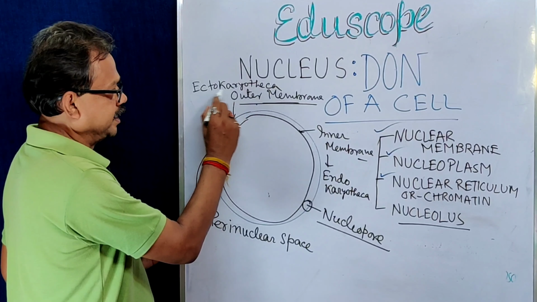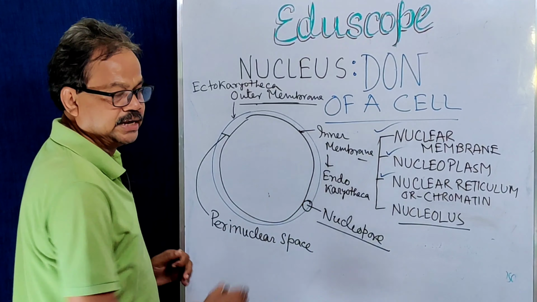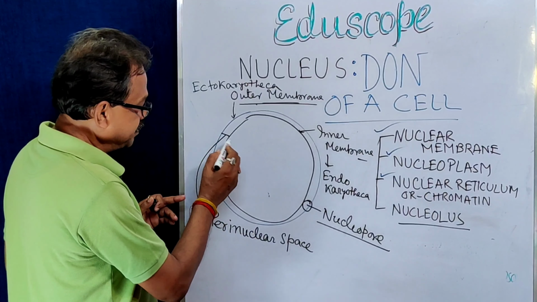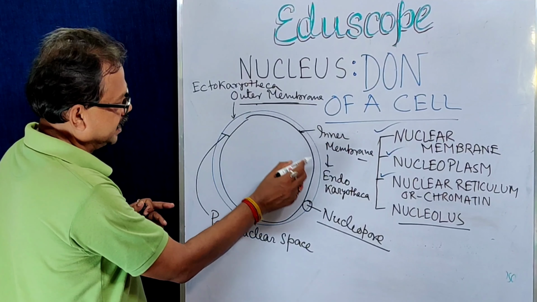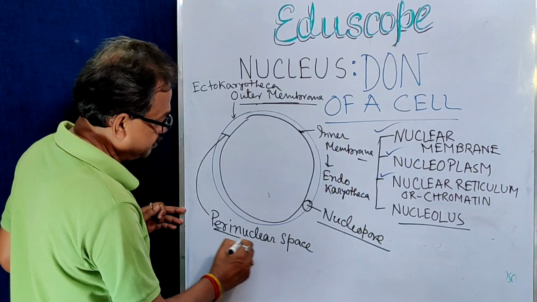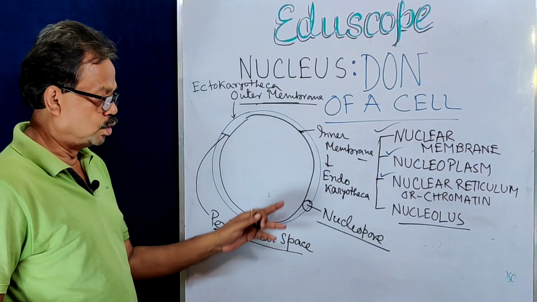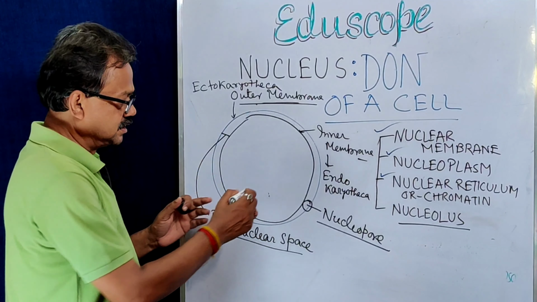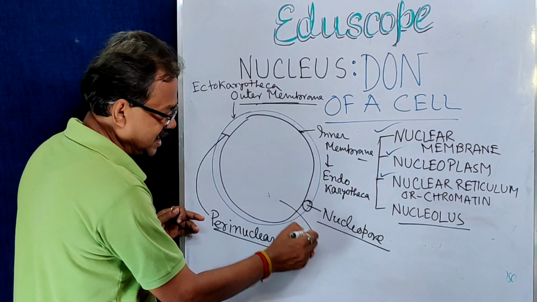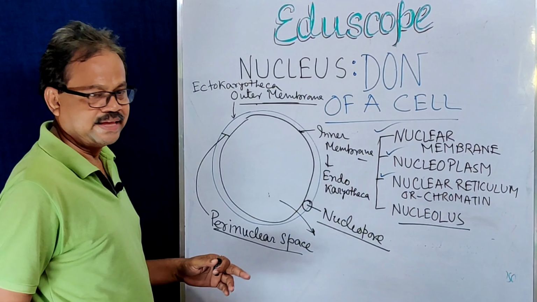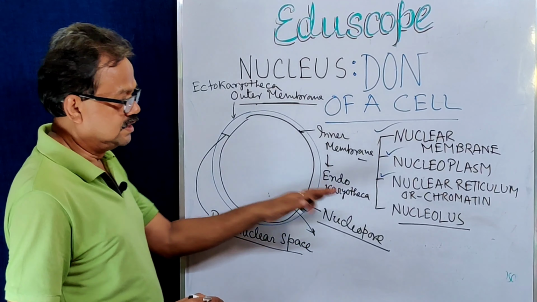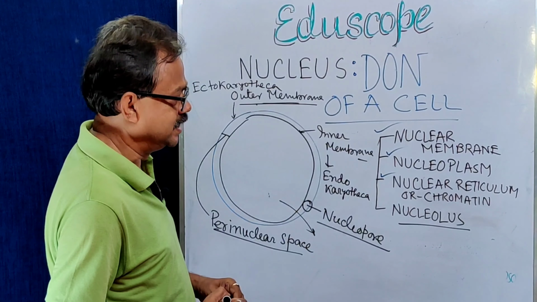The outer membrane is called ectokaryotheca, the inner membrane is called endokaryotheca, and in between them there is a space called the perinuclear space, and there are some pores called nucleopores. Through these pores the nucleus connects with the cytoplasm. All exchange takes place through the nucleopores. These are all about the nuclear membrane.